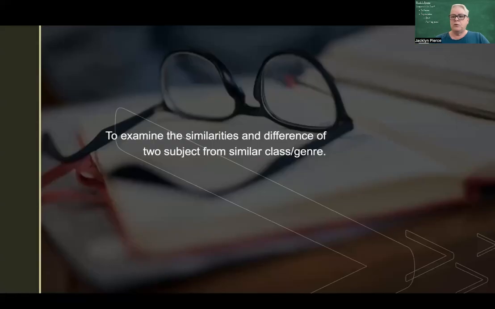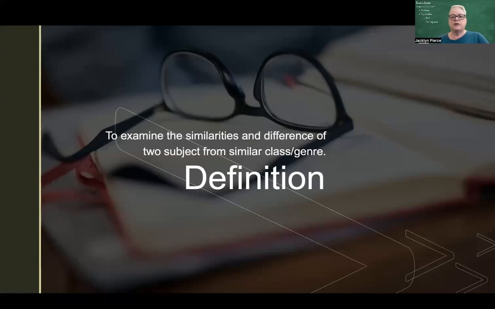So as I mentioned, we're talking about comparison contrast. The definition of the writing mode known as comparison contrast is to examine the similarities and differences of two subjects from similar class or genre. Now, the big thing there, compare means similarities, contrast means differences. We'll talk about that a little bit more.